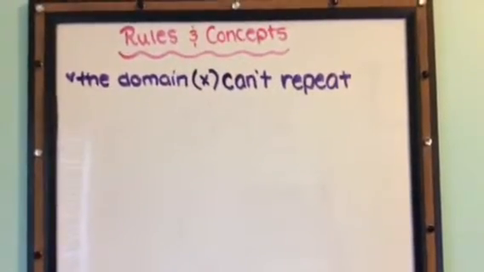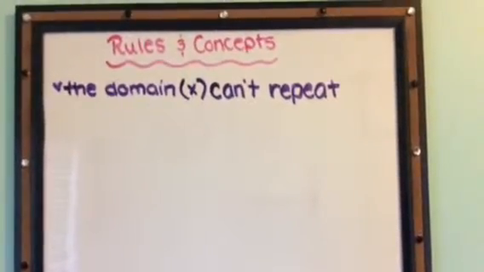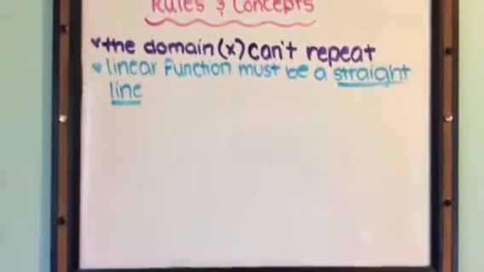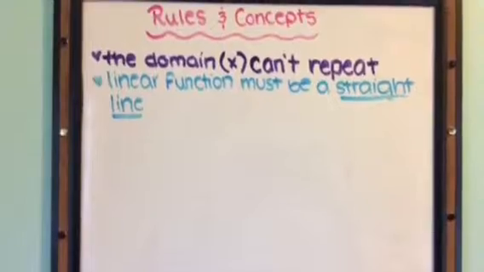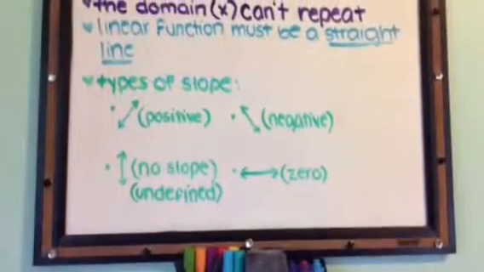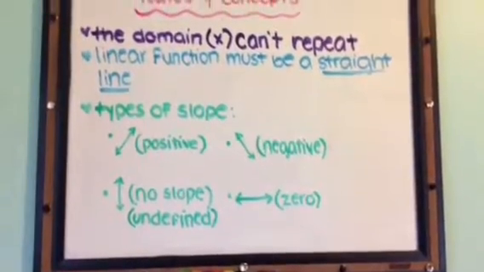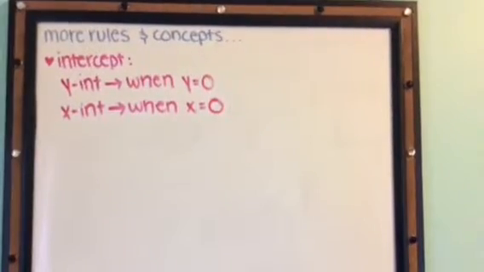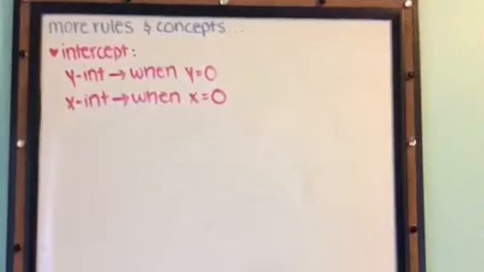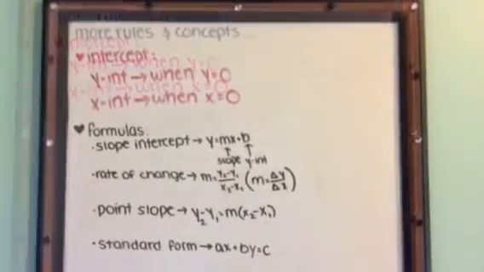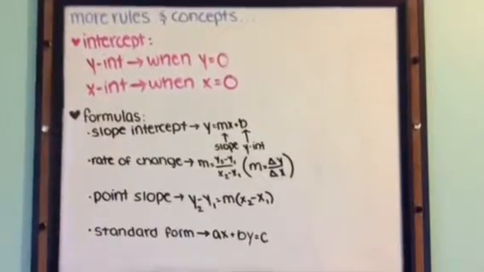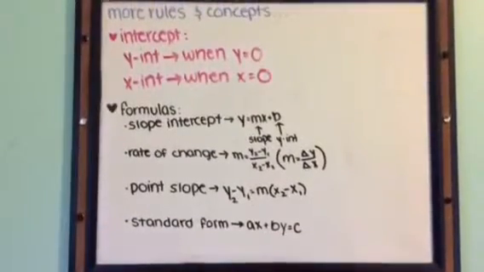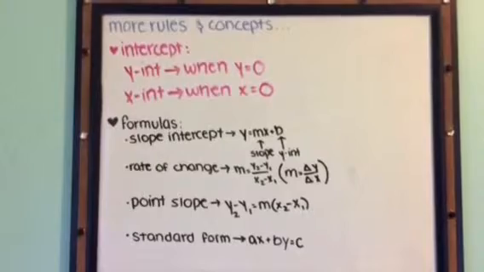Rules and concepts. The domain can't repeat. A linear function must be a straight line. There are 4 types of slope: positive, negative, undefined, and 0. The y-intercept is when x equals 0, and the x-intercept is when y equals 0. There are 4 different formulas: slope-intercept, rate of change, point slope, and standard form.